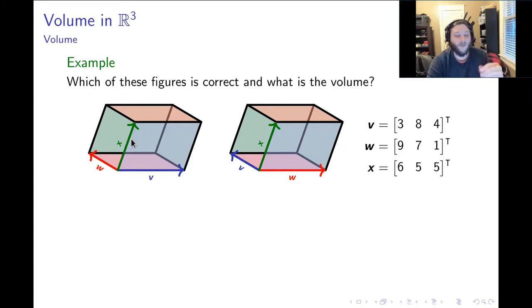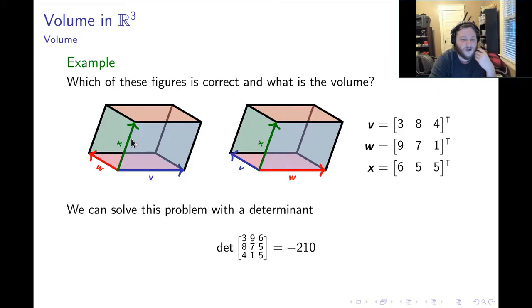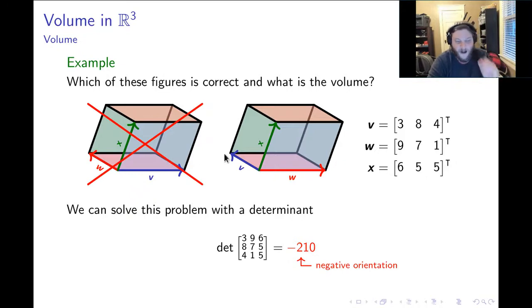Well, rather than try to mess around with the coordinates and play around with my hands, I can just chuck those three vectors into the columns of a matrix and take a determinant. Here, when I take the determinant, I get the number negative 210. This immediately tells me that the list of three vectors, v, w, and x, is in negative orientation, which means my figure on the left here is incorrect. So it's the figure on the right that's accurate here, because that's the figure that depicts left-hand order.